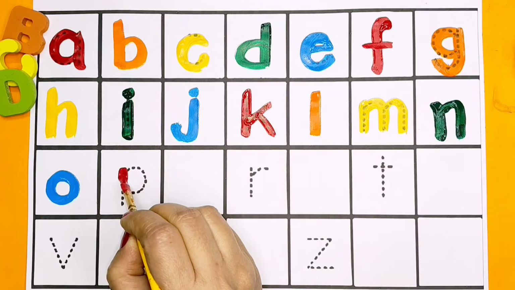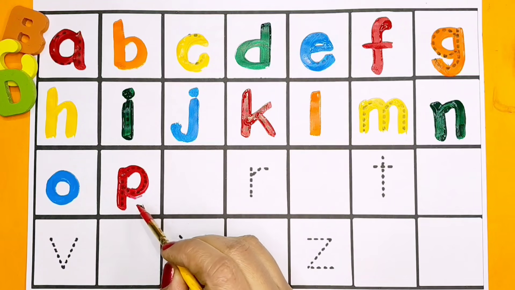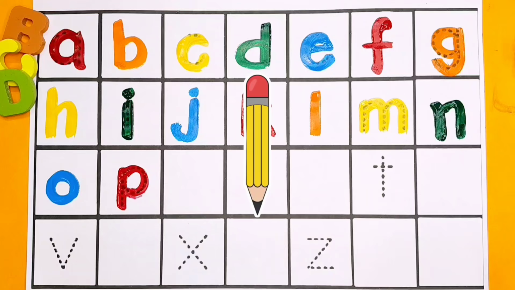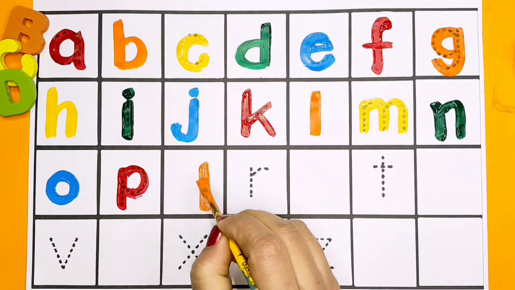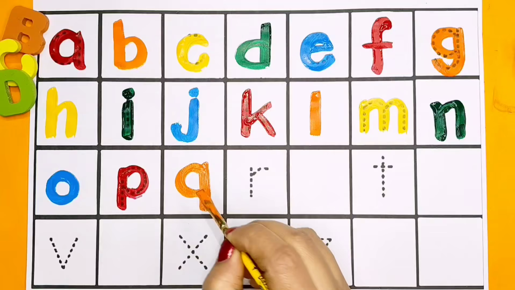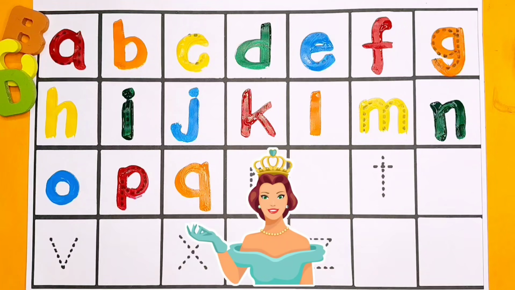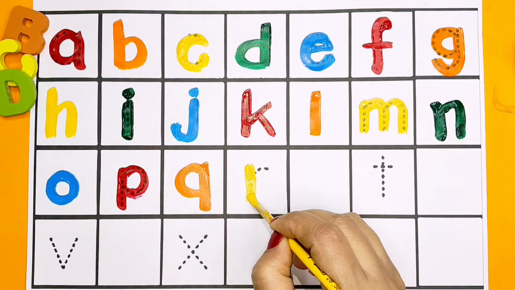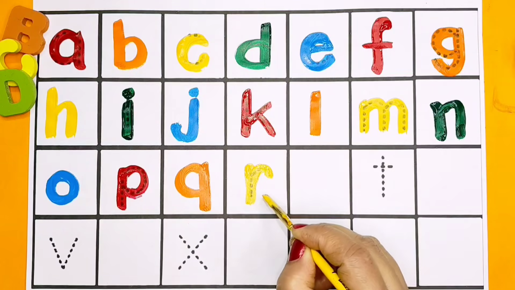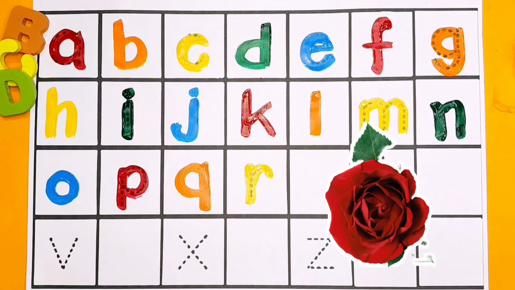Red color. P. P for pencil. P for pencil. Orange color. Missing letter Q. Q for queen. Q for queen. Yellow color. R. R for rose. R for rose.